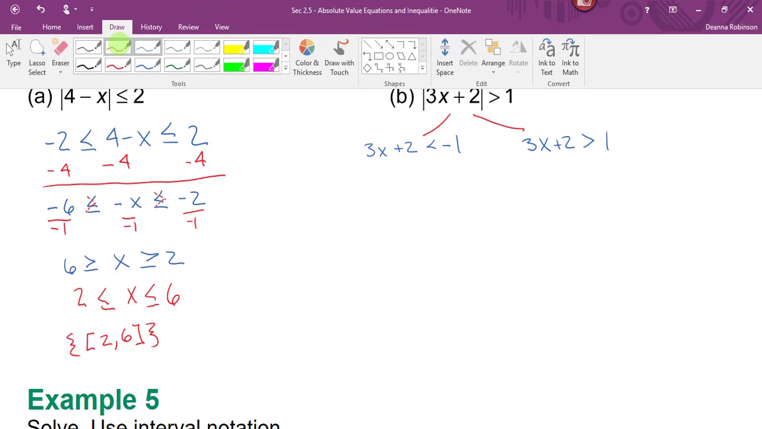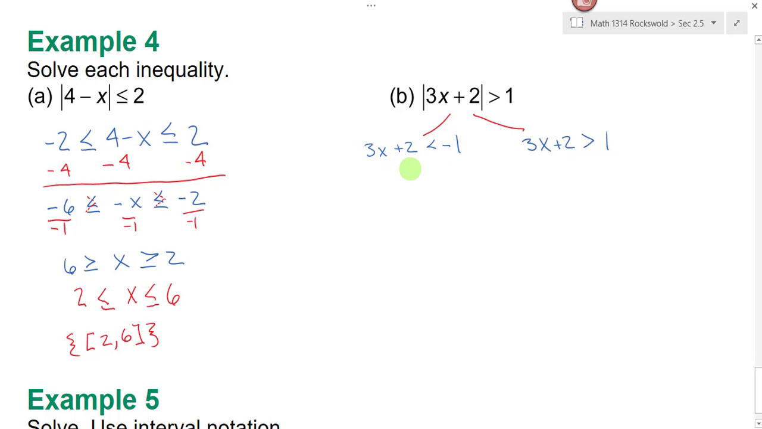Now I solve each of these for x. How do I do that? What do I need to do first? Not add 2. Subtract 2. To move that 2 over, I've got to subtract 2 from both sides. I'm going to go ahead and work these simultaneously. So that's going to give us 3x is less than negative 3, and over here we get 3x is greater than negative 1. How do I get the x by itself?